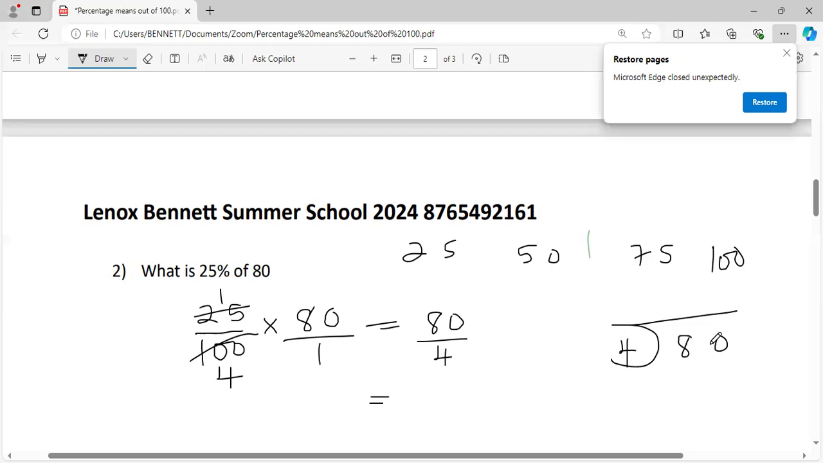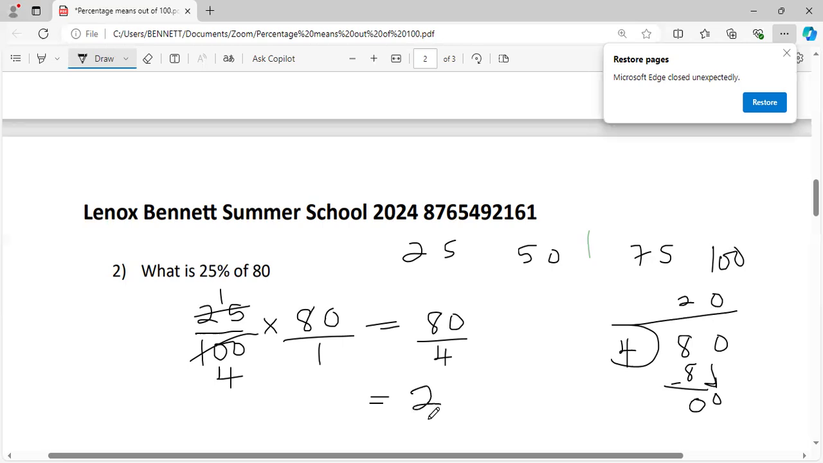4 into 8 goes 2 times. 4 times 2, 8. Subtract, we get 0. Carry down the 0. 4 into 0, 0. So our answer would be 20.